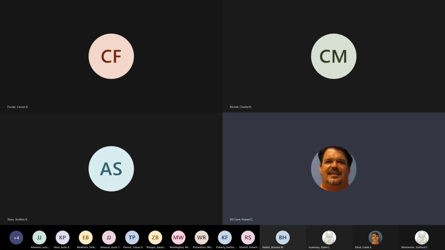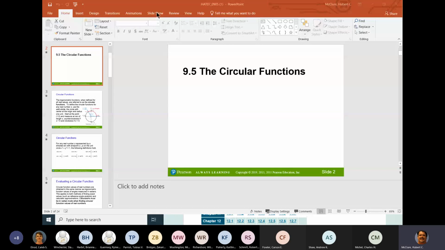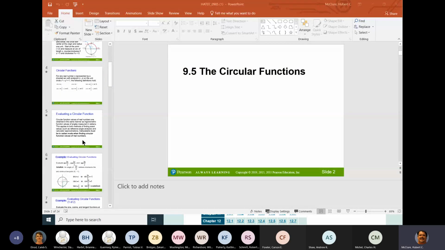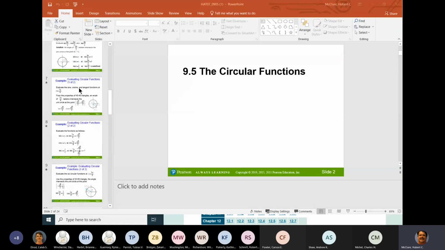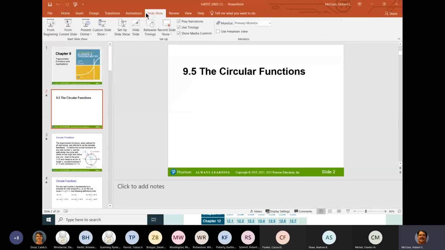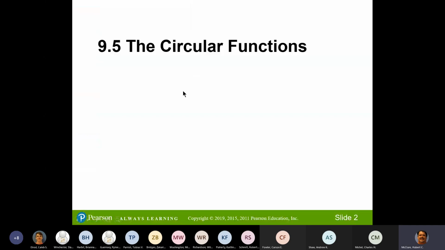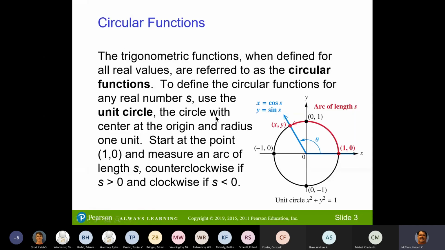Circular functions. And the best way to show you is... I don't think there's that many, there's only 24, but a lot of it is just, again, stuff that you already know. It's basically, we're going to be talking about the unit circle. You're going to be forming the unit circle and putting in the cosine and the sine.